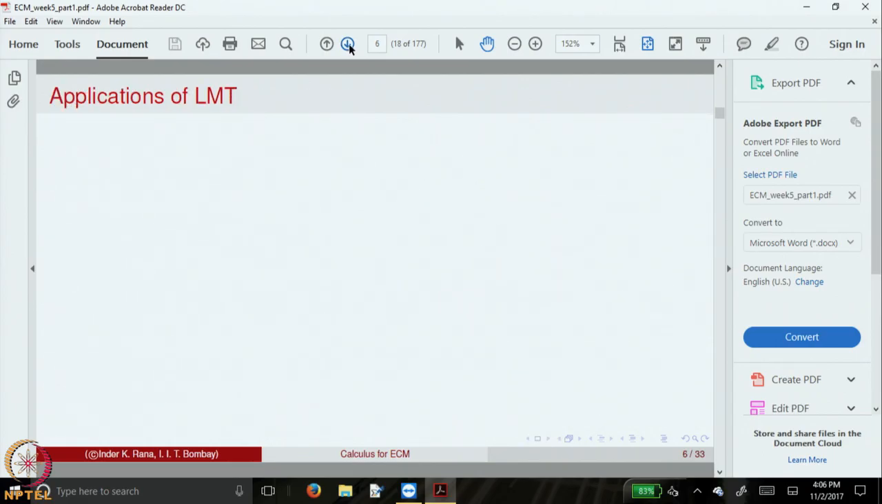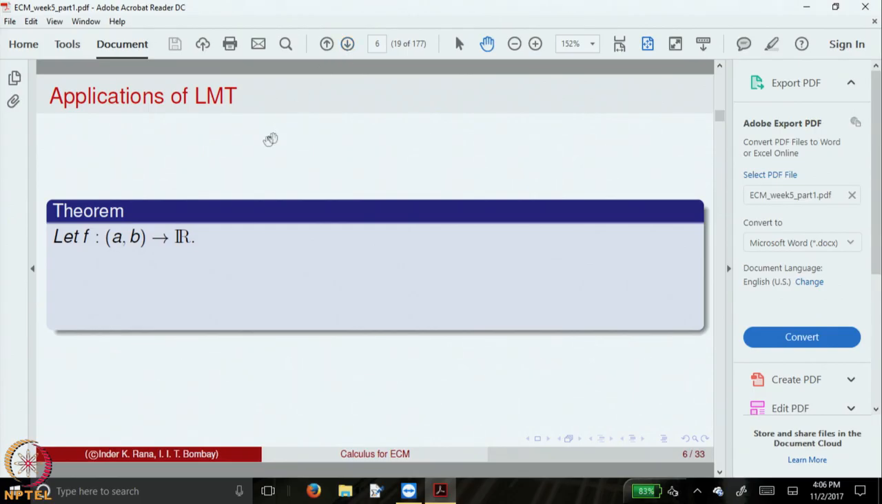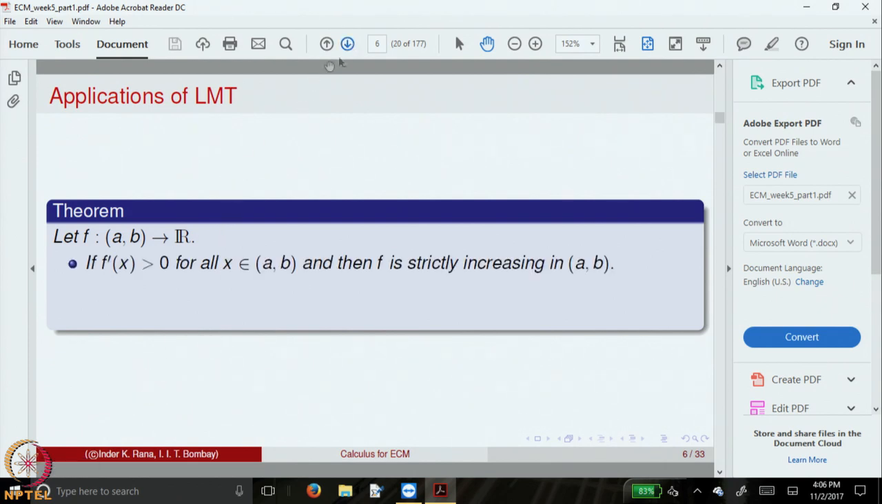So, let us look at some applications of Lagrange's mean value theorem. First application says if f is a differentiable function on an open interval (a, b) to R, and its derivative f'(x) is bigger than 0 for all x, then f is strictly increasing on (a, b). So, we are saying that if a function is differentiable in the open interval and its derivative is strictly bigger than 0, then the function is strictly increasing in the interval (a, b).